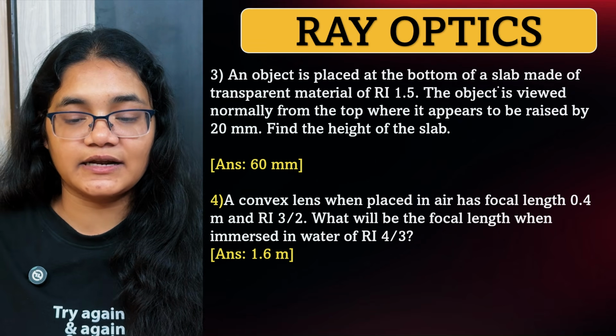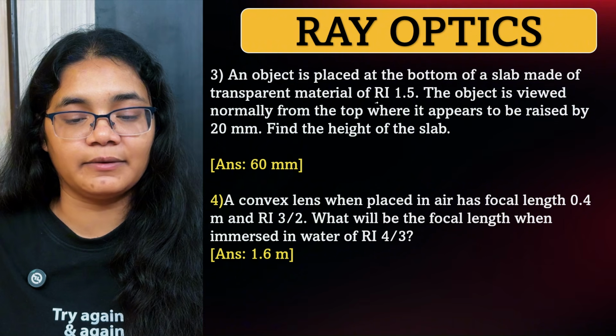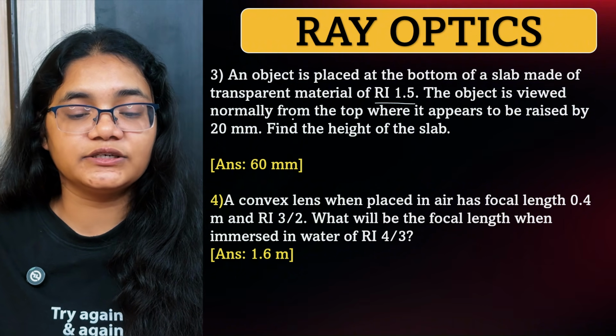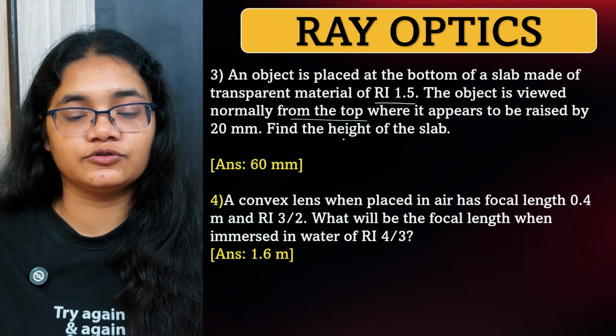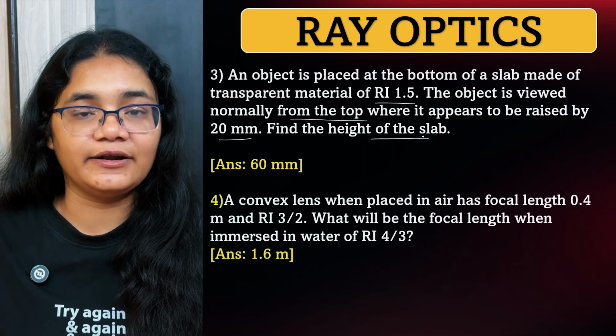Next, an object is placed at the bottom of a slab made up of transparent material of refractive index 1.5. The object is viewed normally from the top where it appears to be raised by 20 mm. Now find the height of the slab.